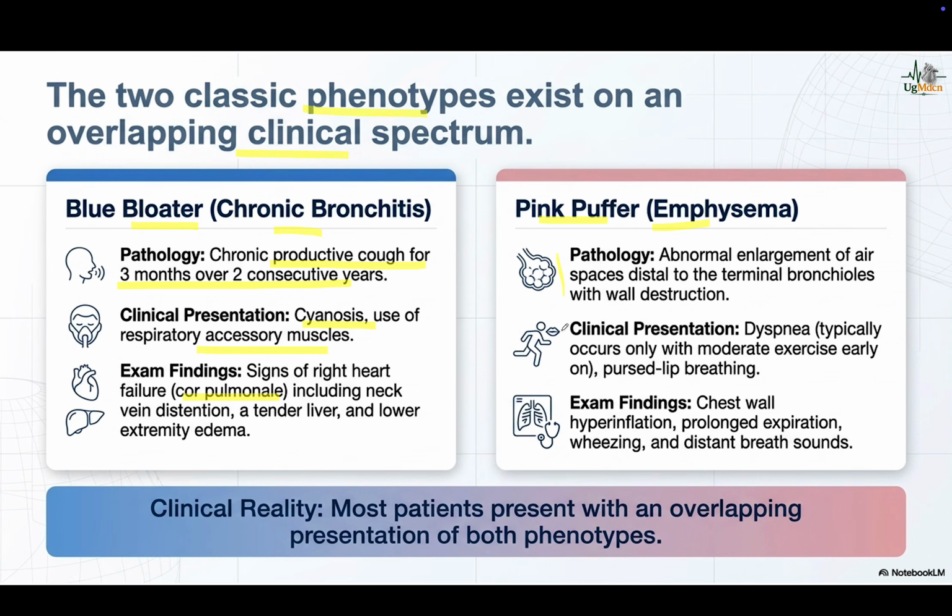Emphysema is characterized by abnormal enlargement of air spaces distal to the terminal bronchioles with wall destruction. They present with worsening dyspnea and pursed lip breathing. They have a barrel chest due to hyperinflation and prolonged expiration. Auscultation reveals wheezing and distant breath sounds. Remember, most patients will have overlapping features of both.